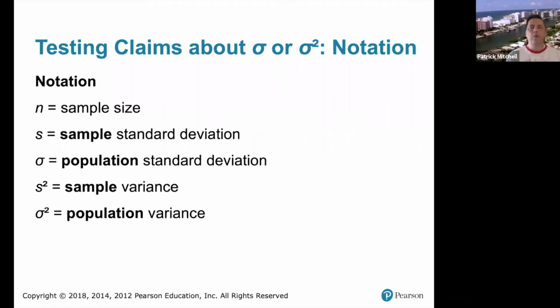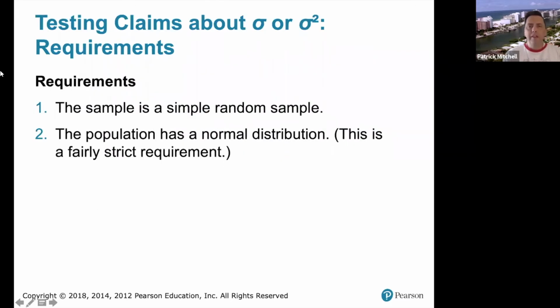All right, the notation we'll be using in this section: n is the size of the sample, s is the sample standard deviation, sigma is the population standard deviation, s squared is the sample variance, and sigma squared is the population variance. The requirements are that the sample is a simple random sample and the population has a normal distribution. So unlike, well, I'm thinking of the last section especially, when it said normal distribution or samples of at least size 30, the original population has to be normally distributed, period.